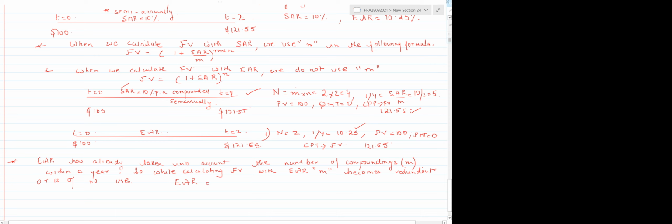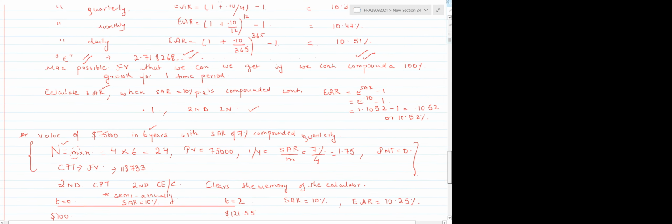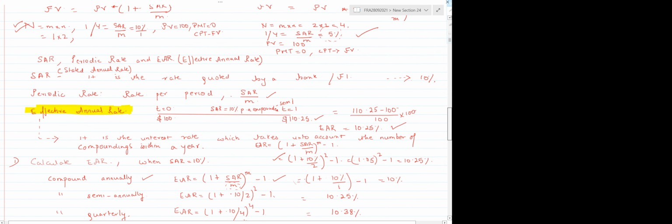Guys, remember we were calculating EAR in this fashion. EAR was 1 plus SAR by M to the power M minus 1. Since in the calculation of EAR we have already taken into account the number of compoundings within a year, or M, while calculating FV with EAR, we need not use M again. That is the funda. Are we good here?